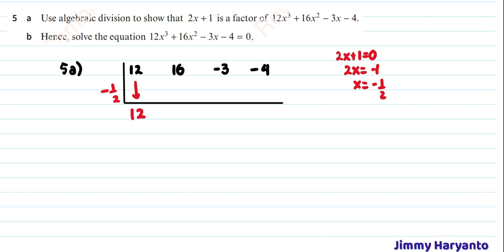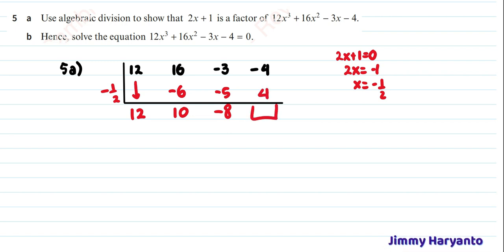The 12 comes down, and then this one is negative 6, and this one is 10. 10 times negative half equals negative 5. This one is negative 8. Negative 8 times half equals 4. So the remainder equals 0. And since the remainder equals 0, that means 2x plus 1 is a factor. So we already proved that.